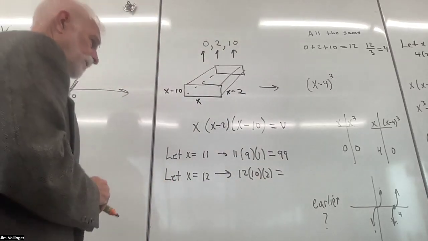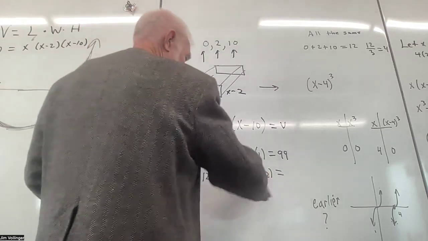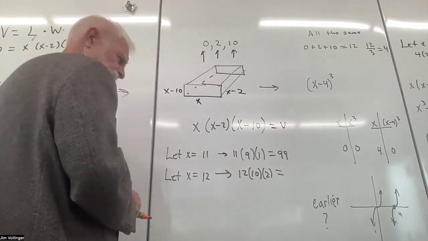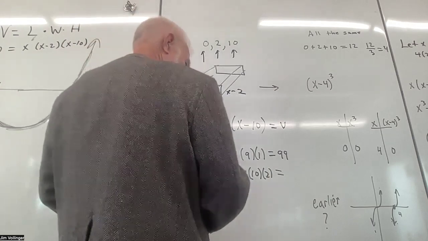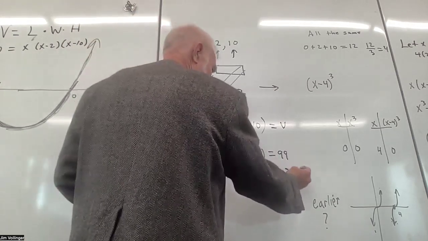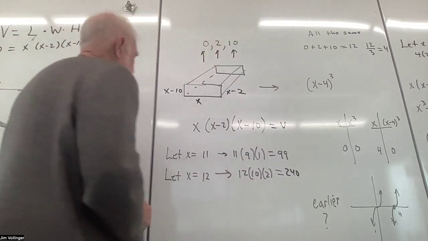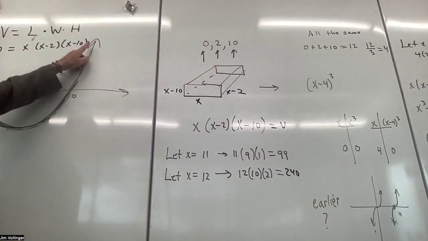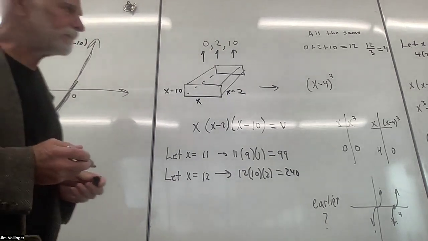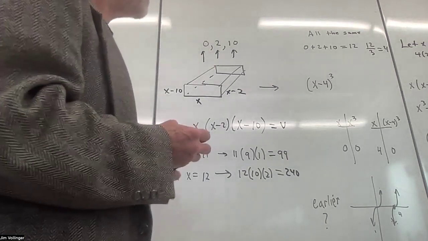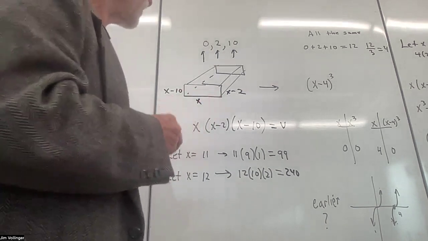And if I put 12 in, each number gets one bigger. And it looks like I get, what? 120 times 2, 240. That's a significant change. Yeah, it seems like things are going up pretty quickly over here. Yeah, they definitely are. Now, what happens if I even off the sides of the boxes?